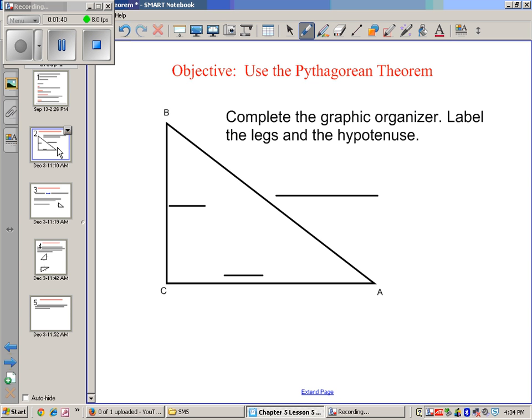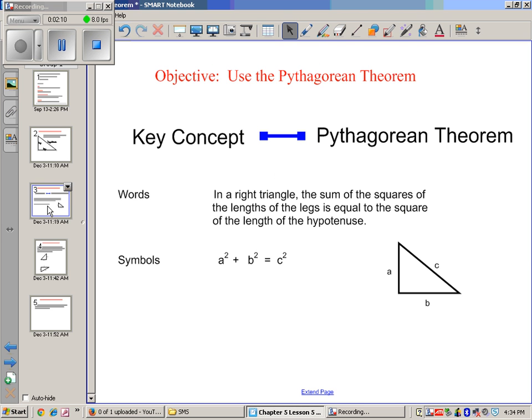Okay, the legs. The legs would be BC. So there's a leg. And AC. There's a leg. And the hypotenuse is our diagonal. Hypotenuse. There you have it. Pythagorean theorem, they'll give you either both legs and solve for the hypotenuse, or they'll give you a hypotenuse and a leg, and you have to solve for the other leg on examples. Let's go to the next slide.